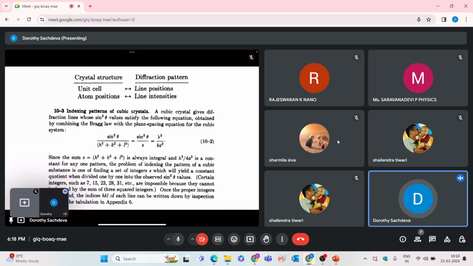You all know that the unit cell of the crystal system will be reflected by the line positions. Line positions means where on the 2 theta axis, or x-axis, your peak is present. If your peak is present at this 2 theta value or at that 2 theta value, it will depend upon the dimensions of your unit cell and the atom positions.